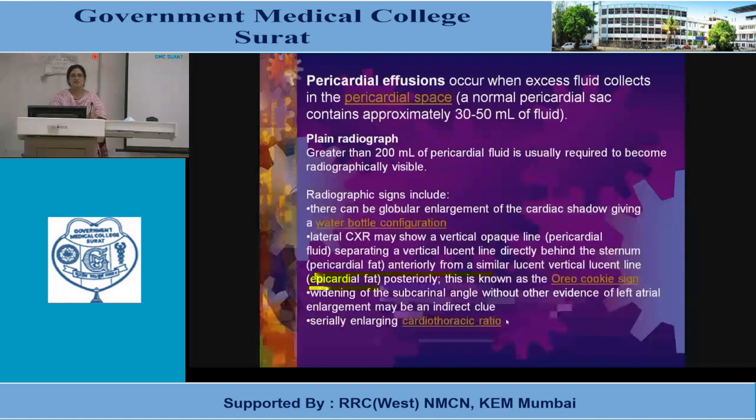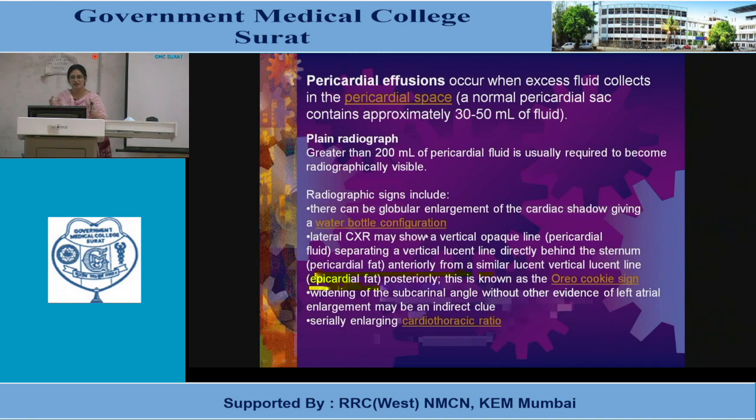Pericardial effusions occur when excess fluid collects in the pericardial space. Normally the pericardial sac contains 30 to 50 ml of fluid. However, more than 200 ml of pericardial fluid will be seen on a chest X-ray. Radiographic signs include water bottle configuration.